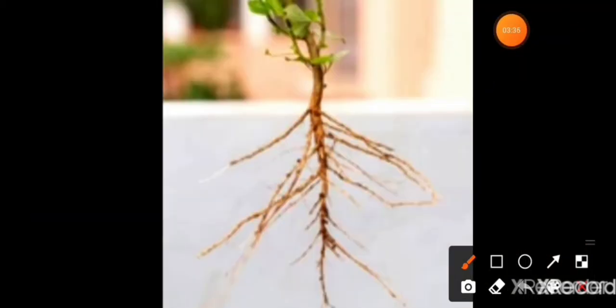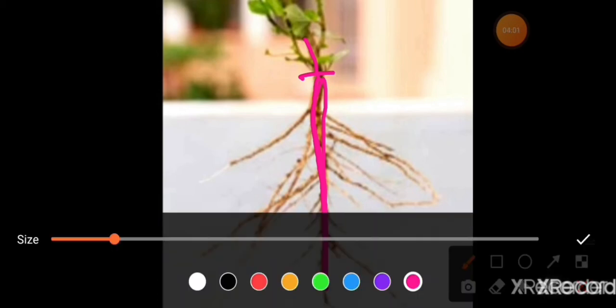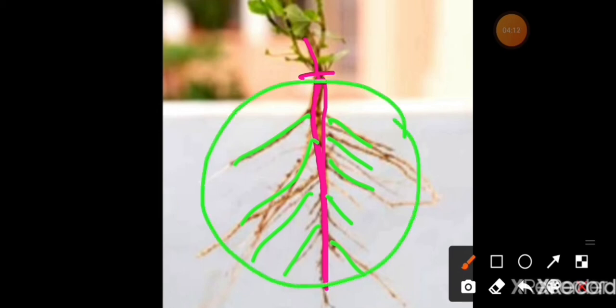You can see here in this picture the taproot, in which a single main root grows straight downward from the lower end of the stem. It has a single primary root from which many small hair-like roots originate. This type of root system is called the taproot system.